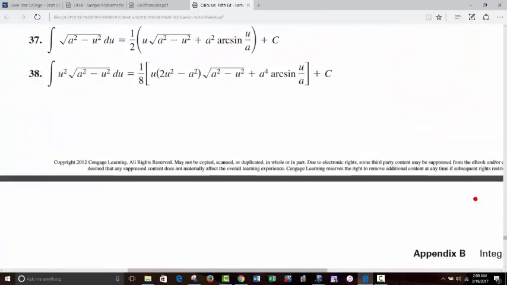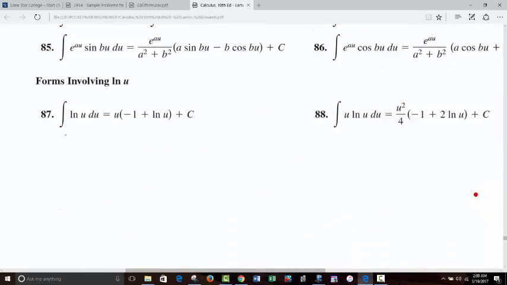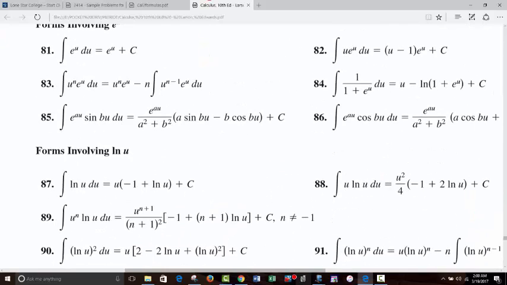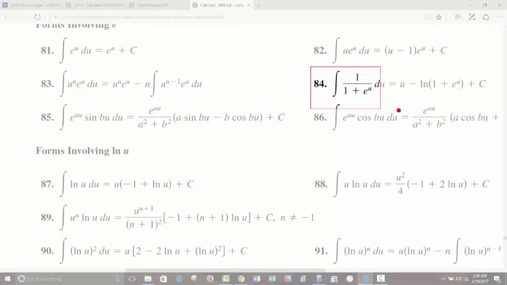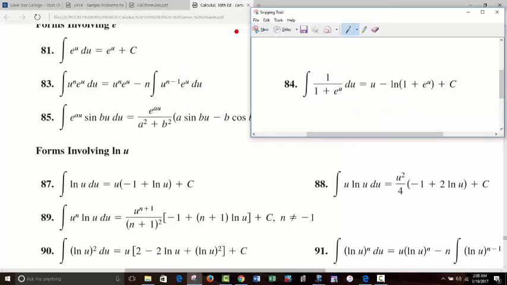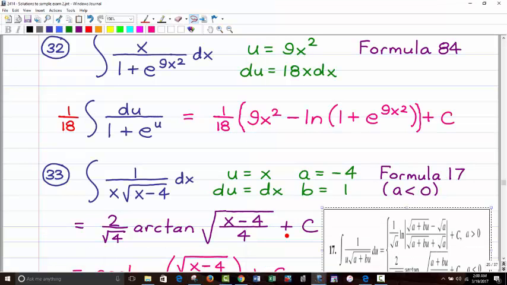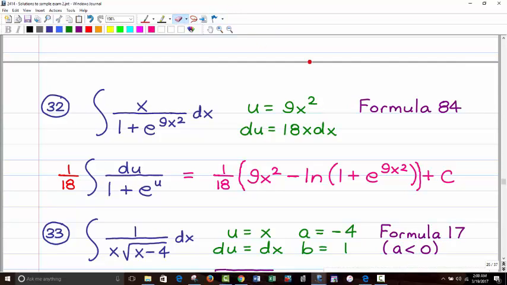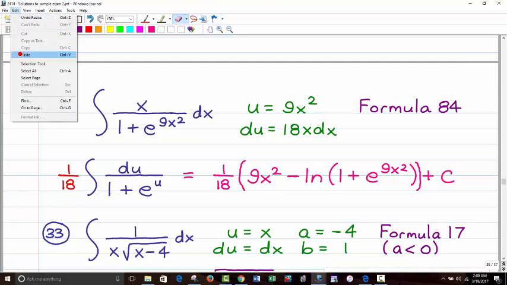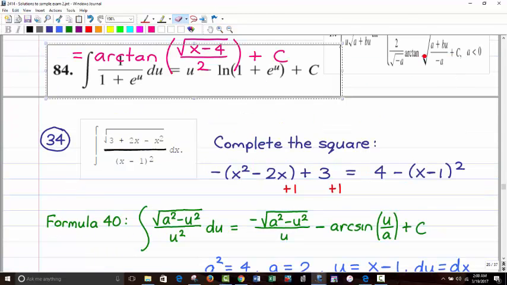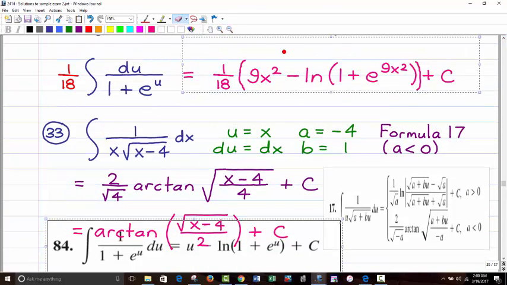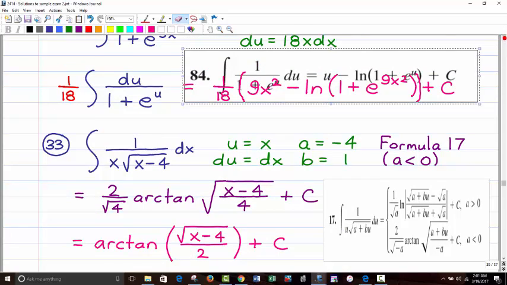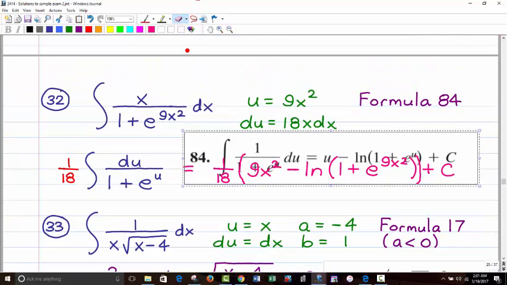Go back to 84 real quick. Formula 84, which is right there. We'll snip that out of there. And there we go. Ooh, really might have to shrink this one in there. Well, actually, I think I can take where it says Formula 84 and wipe that out now.